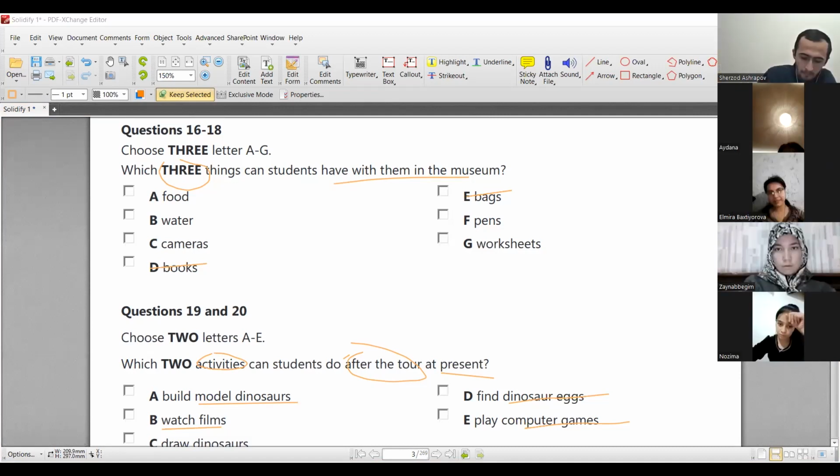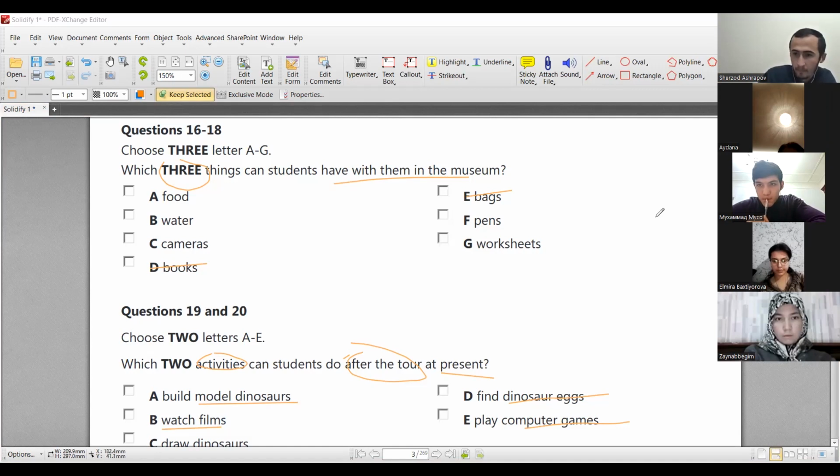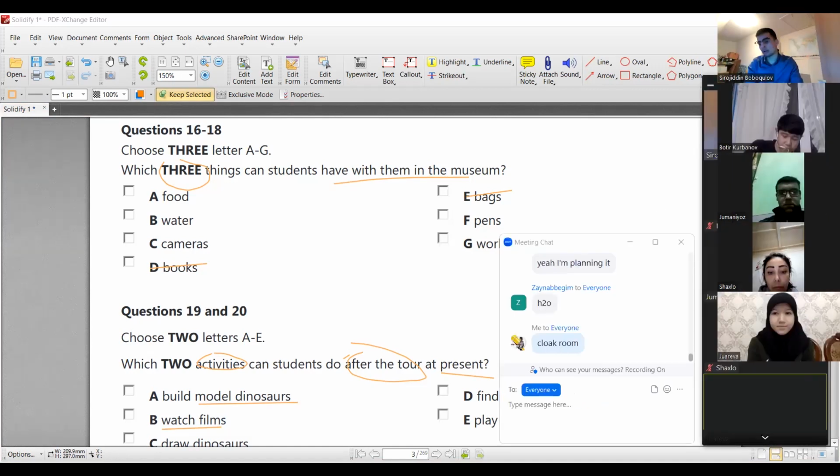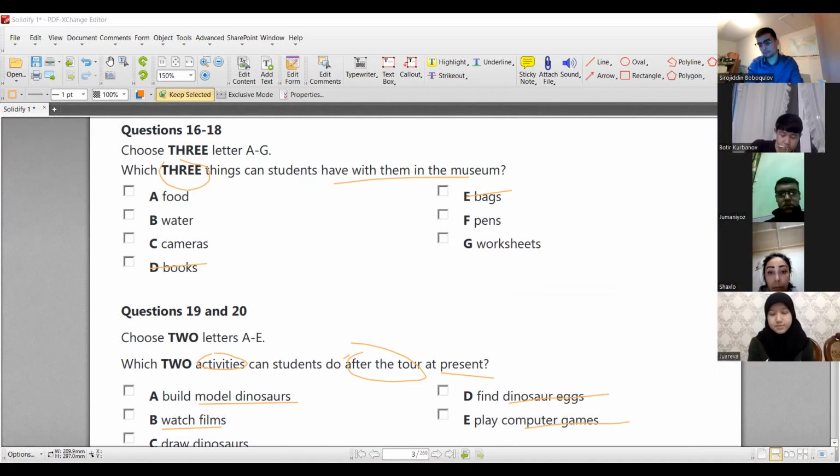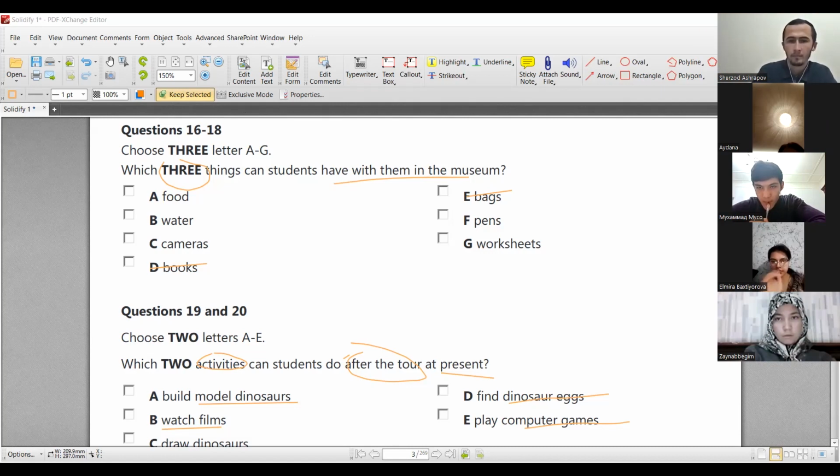Is it possible to underline in the test? Yes, it is. It's possible to highlight, not underline, but you can highlight. Okay, so cloakroom. I think everything is okay. Let's go on.